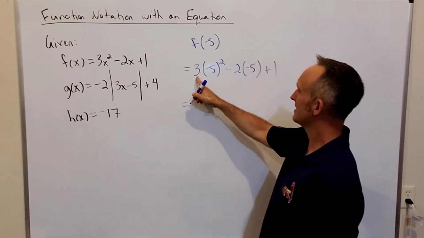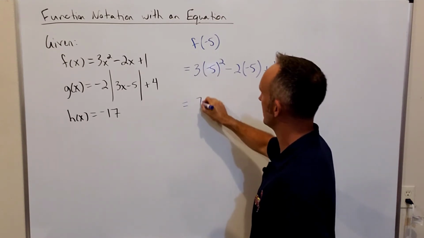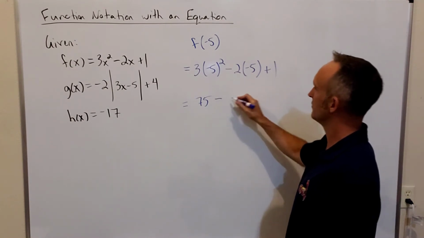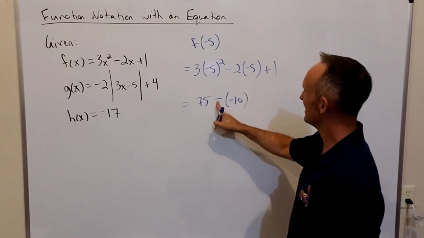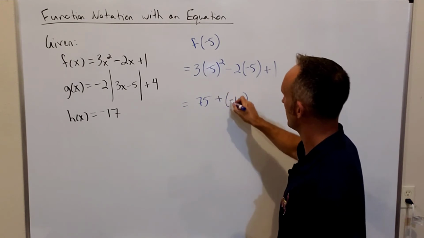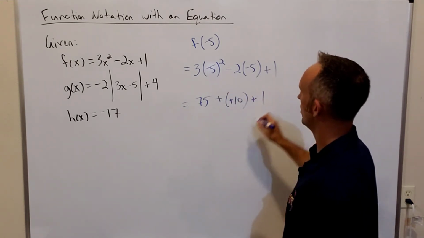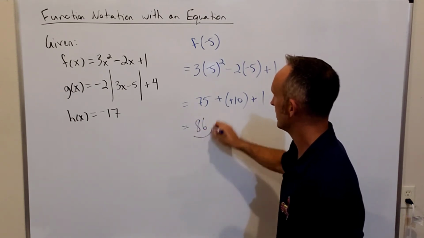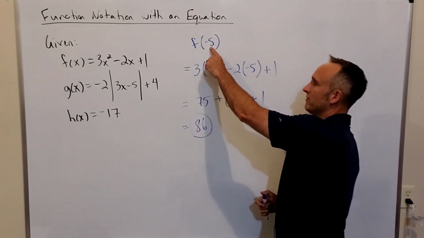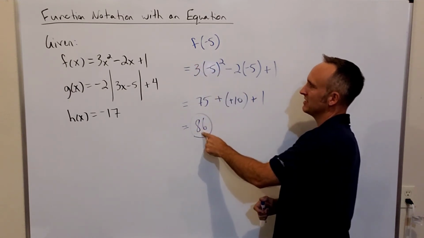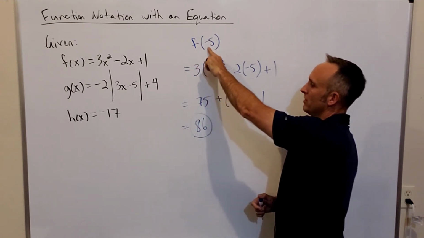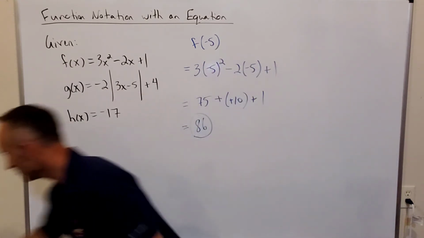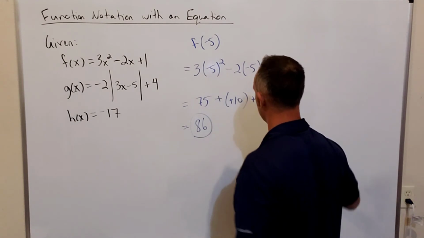Well, this is 3 times 25. That's 75. Minus 2 times negative 5 is negative 10. So I've got minus negative 10, which of course is plus positive 10, and then plus 1. So I've got 75 plus 10 plus 1, which is 86. So if we input negative 5 to the f function, it outputs 86. If x is negative 5, y is 86 for the f function. Okay? So that's one example with the f function.